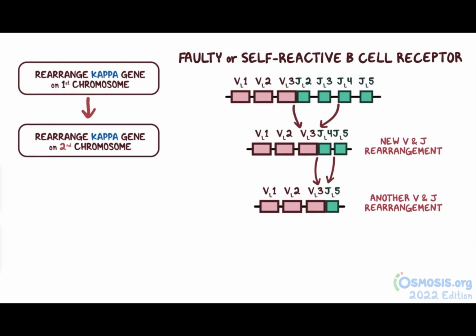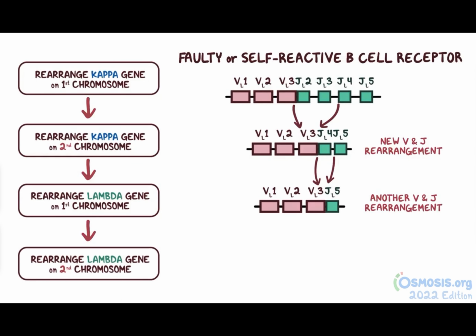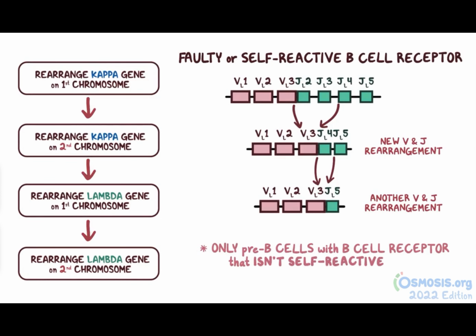Once all of the V or J segment rearrangements on the kappa chain of both chromosomes have been tried, the cell will start trying to rearrange the lambda chain. And it'll keep iterating with the lambda chain as well, until it runs out of genetic material. Ultimately, if there's a rearrangement where the resulting light chain binds to the heavy chain, and the resulting B cell receptor isn't self-reactive, then and only then does the cell become an immature B cell.